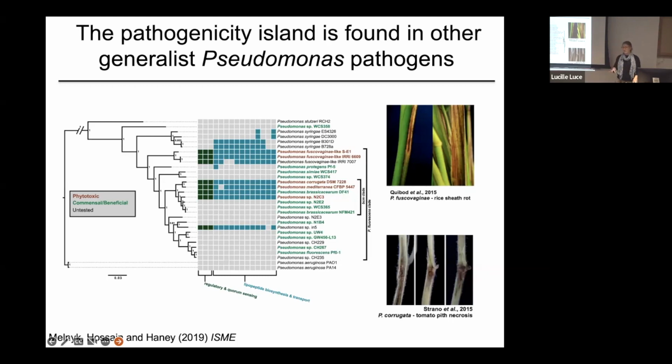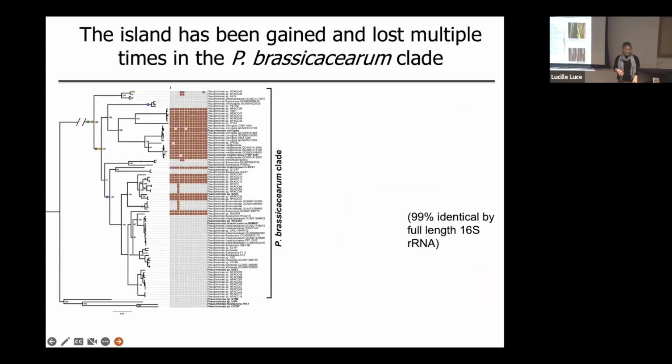And so we took advantage of the vast genomic information available for Pseudomonas. If you zoom in just on that brassicacearum clade, these are all 99% identical by 16S. And this is the presence of that syringomycin, syringopeptin island. You can see that there have been multiple acquisition and loss events over a very short evolutionary distance. There was probably an acquisition event here that resulted in all of these strains having it, but you can't explain this pattern without multiple gain and loss events. And so it seems like this island is being gained and lost very readily throughout Pseudomonas fluorescens genomes.